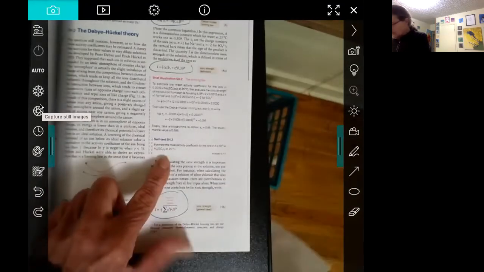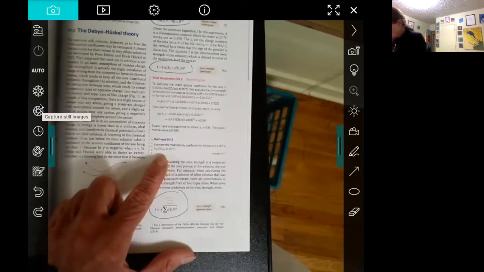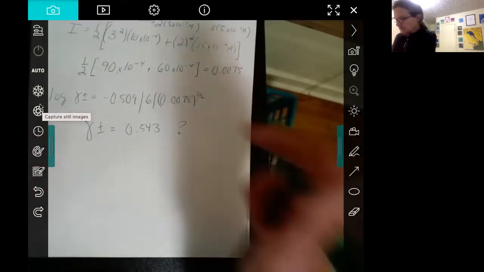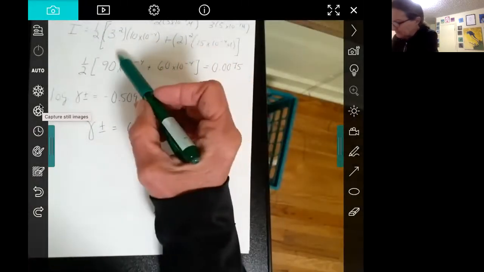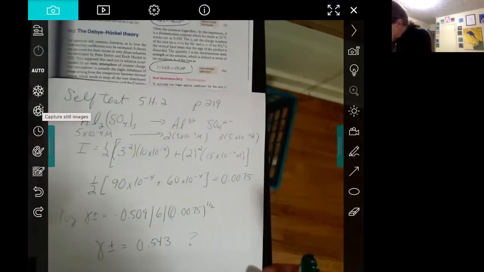So the next one is 5H.2. Estimate the mean activity coefficient for the ions in a 5 times 10 to the minus 4 molar solution of aluminum sulfate at 25 degrees. And so we're going to use this equation. Oops, I did not give you the equation yet. The equation is right here.